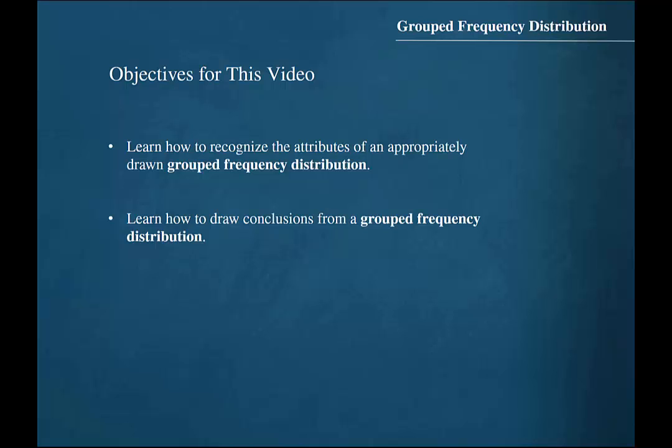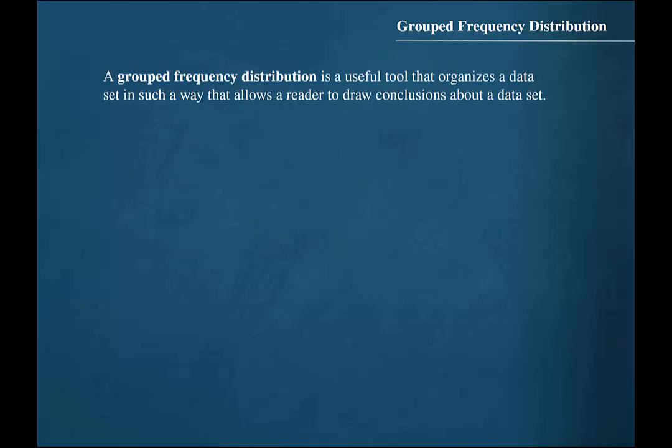The objectives for this video are to learn how to recognize the attributes of an appropriately drawn grouped frequency distribution and to learn how to draw conclusions from a grouped frequency distribution. A grouped frequency distribution is a useful tool that organizes a dataset in such a way that allows a reader to draw conclusions about a dataset.